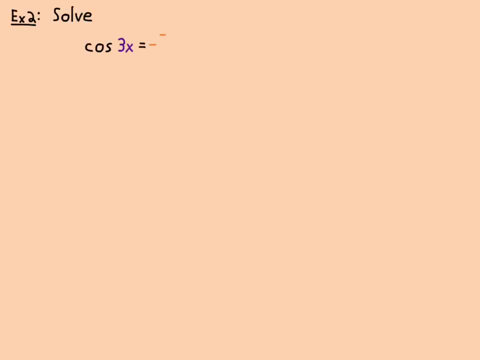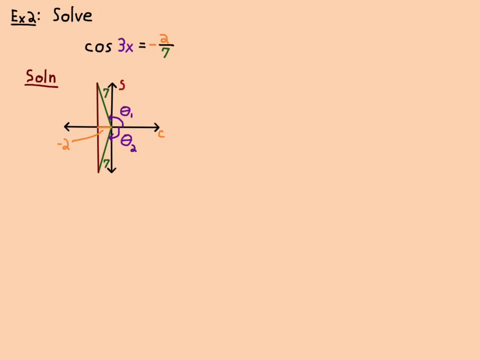So example 2 is solve cosine 3x equals negative 2/7. So my solution, I draw the CS plane and I figure out cosine is adjacent over hypotenuse, and since that number is negative 2/7, the adjacent side must be negative, and that means that my triangles must be in quadrant 2 or 3 as shown in this illustration. Draw these pictures when you do this, otherwise you're liable to get lost.